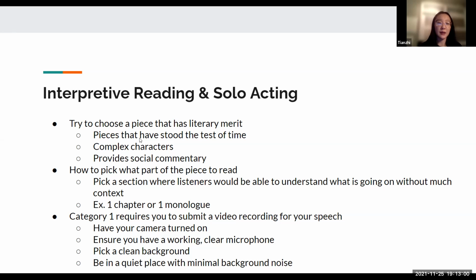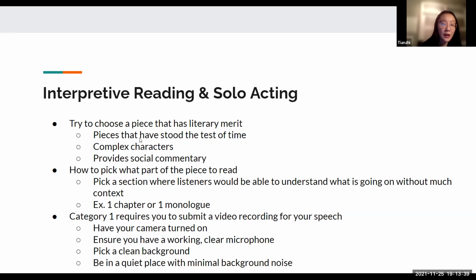These include basically stories that have complex characters. It has a story that provides some kind of social commentary on how society works. Essentially, what I'm trying to say is try to choose a piece that you can learn something from. That's what literary merit basically means: when you read the book or the poetry, by the end of the piece, you should have learned something from it. You should have felt emotionally different from the book. Don't choose something that is very simplistic. I think choose something that means something to you.